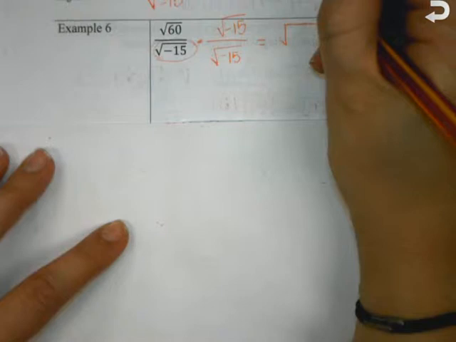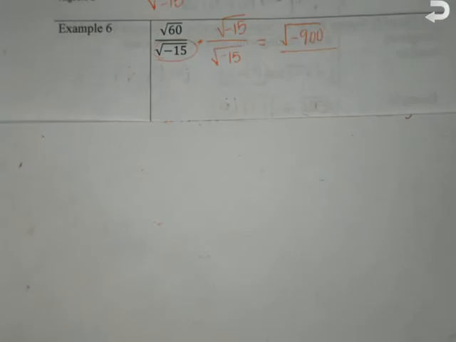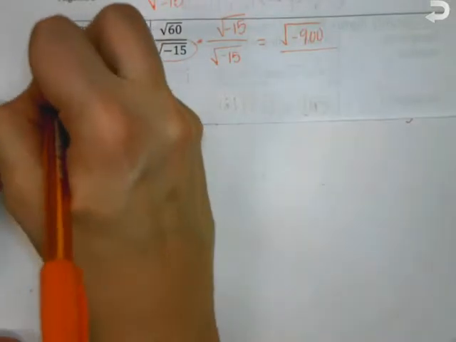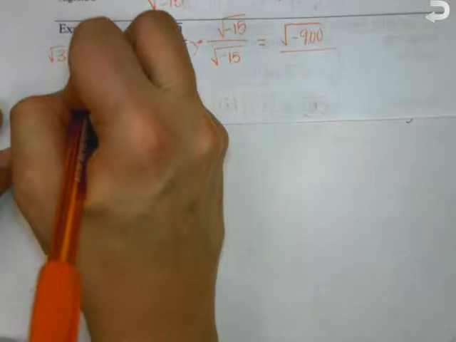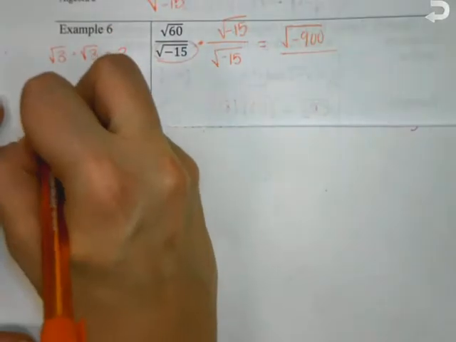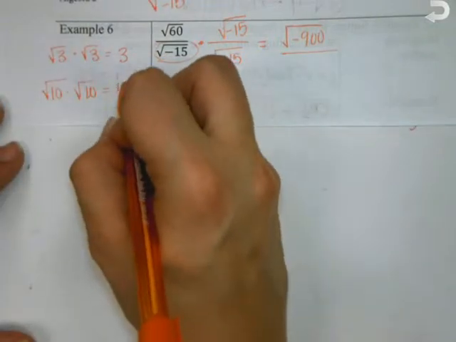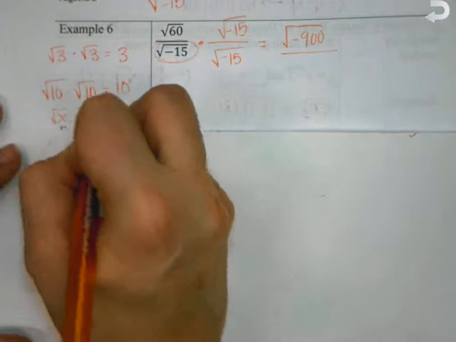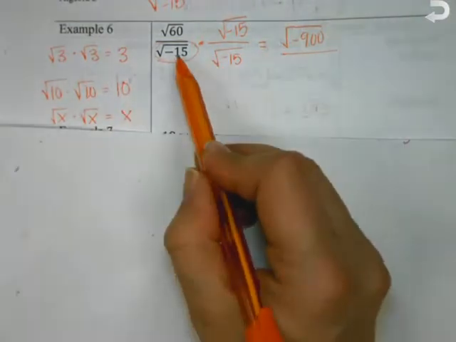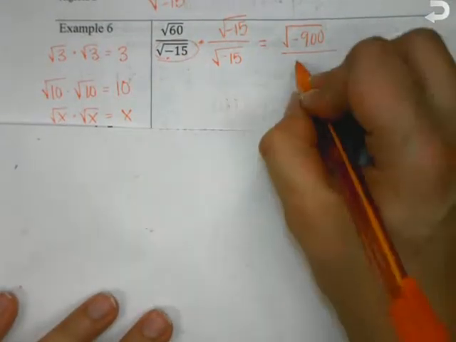Okay, now really quickly, if I give you square root 3 times square root 3, what does my answer come out to? 3. If I give you root 10 times root 10, what does my answer come out to? 10. If I give you root x times root x, what does my answer come out to? x. So if I give you root negative 15 times root negative 15, what would my answer come out to? Negative 15. So the square roots end up canceling each other out. Okay?